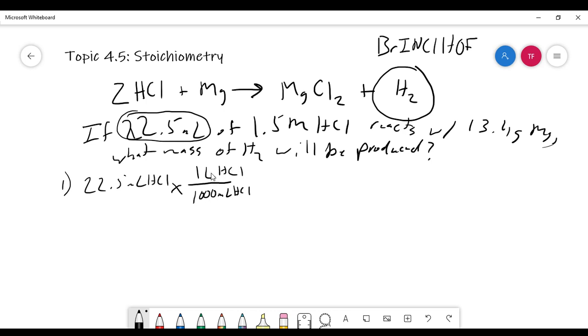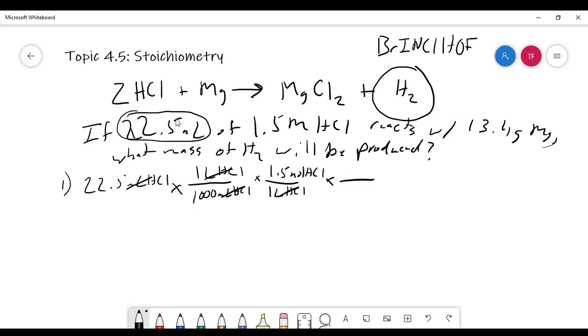There's 1,000 milliliters in 1 liter of HCl. Then, according to our molarity, for every 1.5 moles of HCl, you have 1 liter of HCl. So molarity, if you recall, can be used as a conversion factor between liters and moles. So now we've converted between liters and moles using the molarity. If we start accounting for things, milliliters cancel out, liters cancel out, and we have moles.